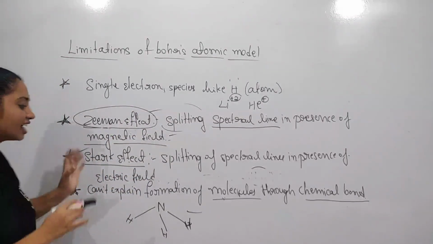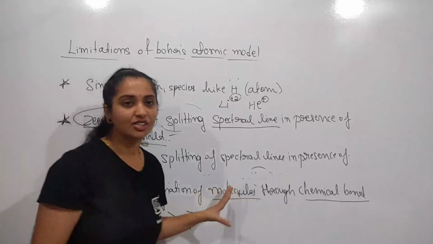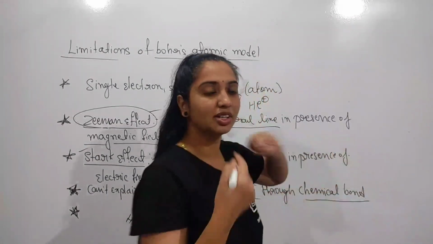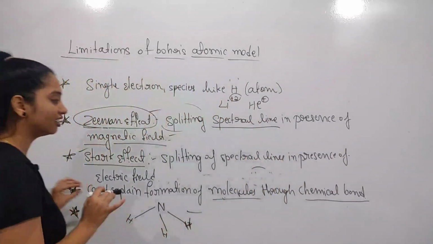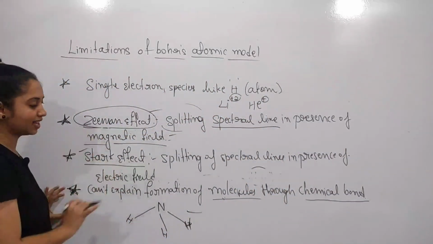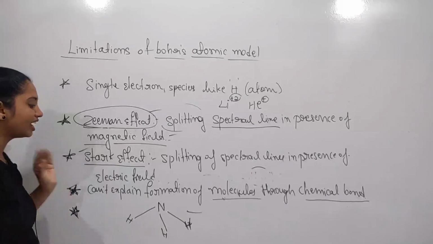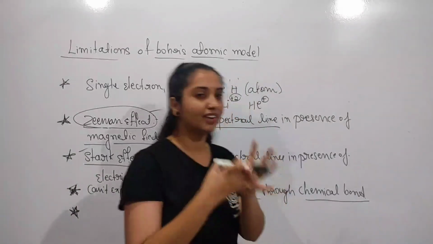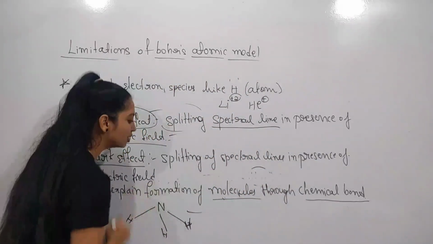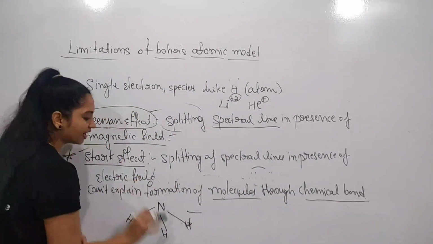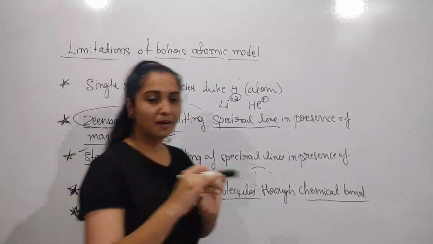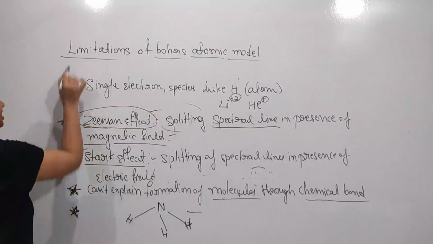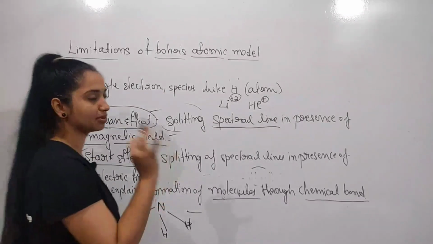And next, he can't explain the formation of molecules through chemical bonds, how chemical bonds occur, how molecules are formed. His model can't explain this fact. And next, the fascinating arrangement of atoms in a molecule, this fact also can't be explained by Bohr's atomic model of an atom. So these are some drawbacks or limitations of Bohr's atomic model.